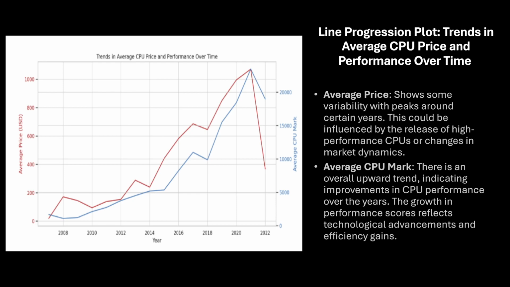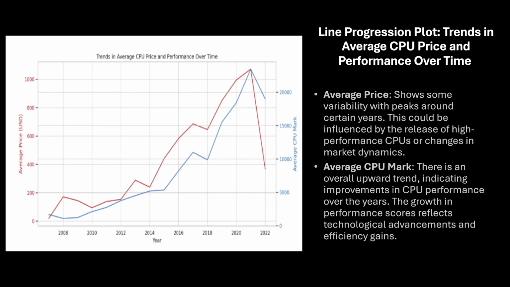All right, so this is our line progression plot related to trends in average CPU price and performance over time. Looking at these trends over time, we see some variability in average CPU prices, with peaks possibly influenced by the release of high performance CPUs.